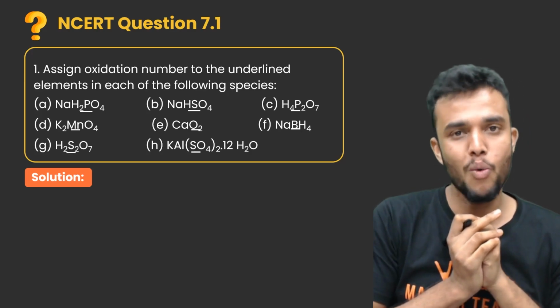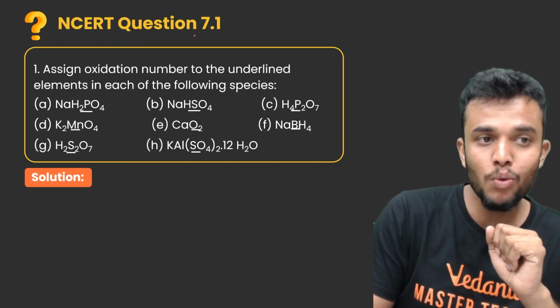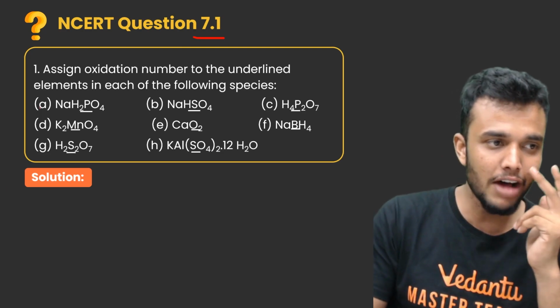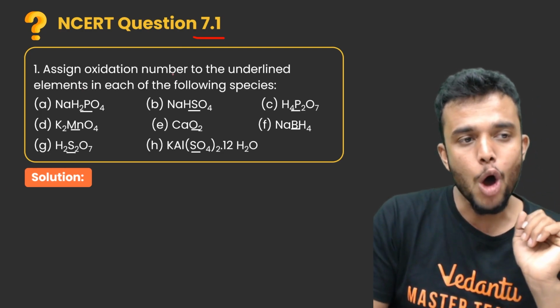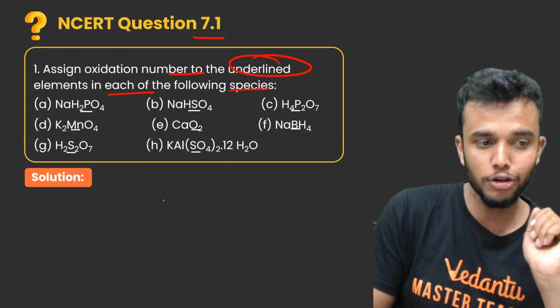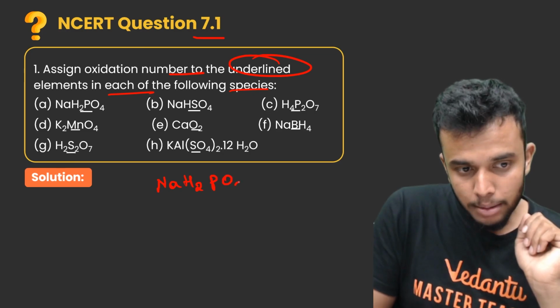Students, in this video, we discuss the solution for the NCERT exercise 7.1 from the unit Redox Reaction. Let's move with the first question. The first question is, assign oxidation number to the underlined elements in each of the following cases. Let's move to option A. Here we need to find out the oxidation number of phosphorus.